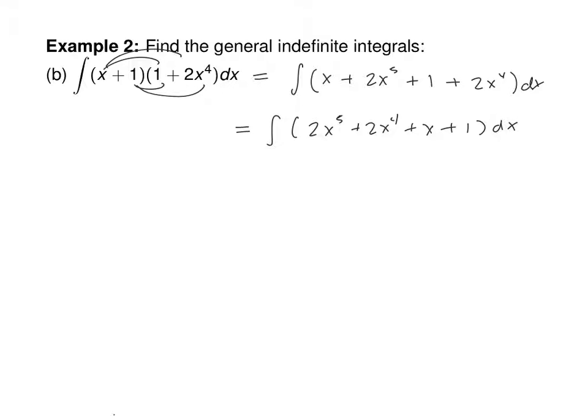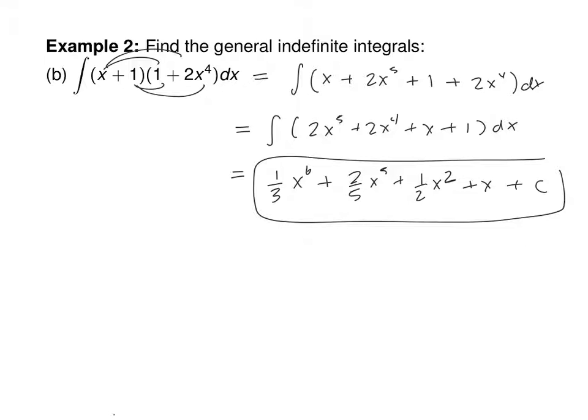Okay, so now that things are arranged correctly and everything's in order, what's the antiderivative of 2x to the 5th? 1/3 x to the 6th. Mm-hmm, 2/5 x to the 6th. Yep. Plus 1/2 x squared, plus x plus c. Yay. Not hard, right? Okay.